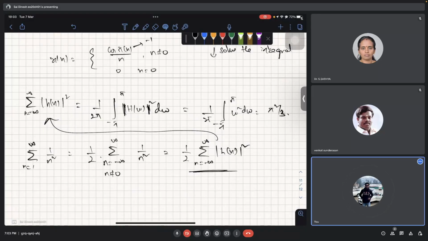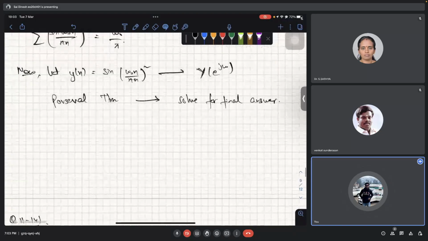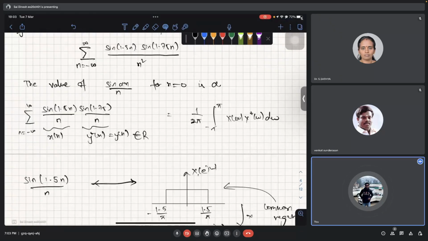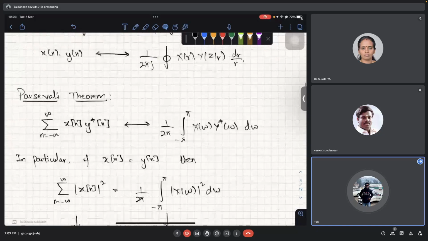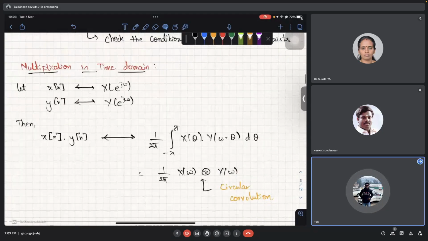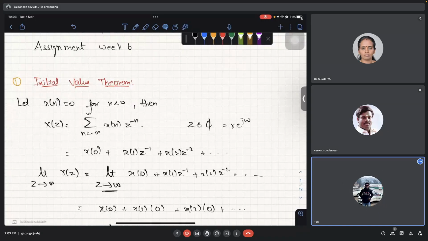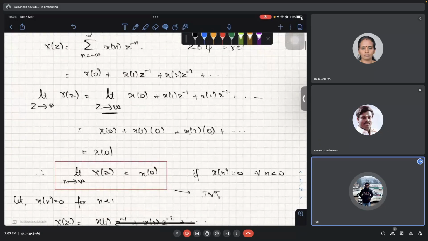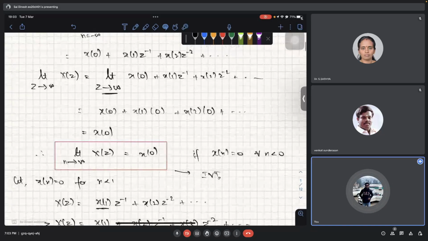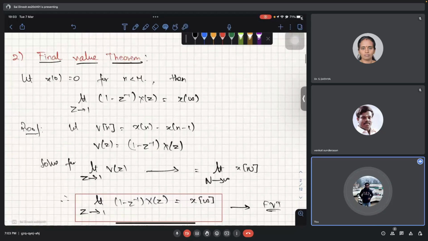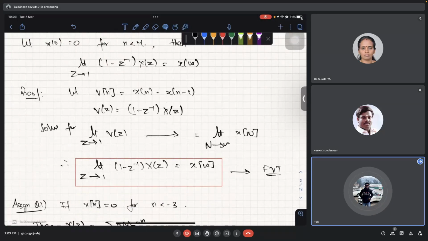Okay, so this is the end of the assignment questions. To summarize, in this class we have discussed the initial value theorem and final value theorem. We say that in the initial value theorem, limit z tends to infinity X(z) is equal to x of 0. Then the final value theorem is limit z tends to 1 of (1 minus z inverse) X(z) is x of infinity.